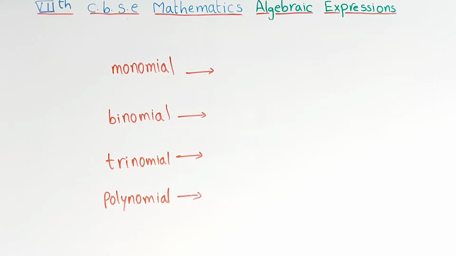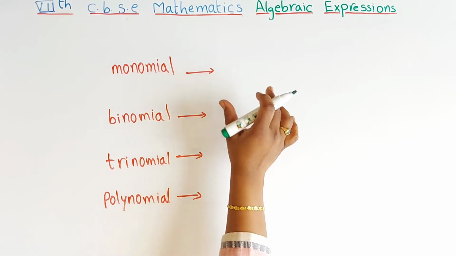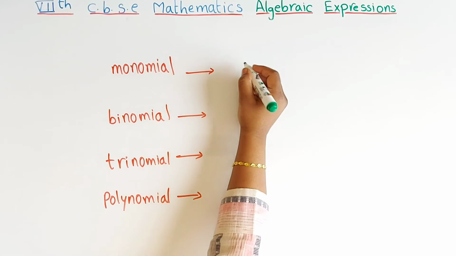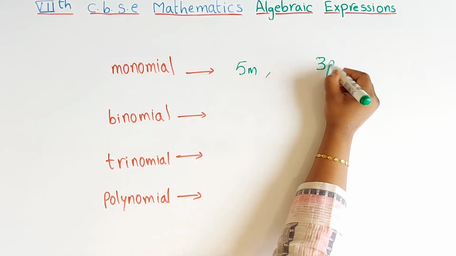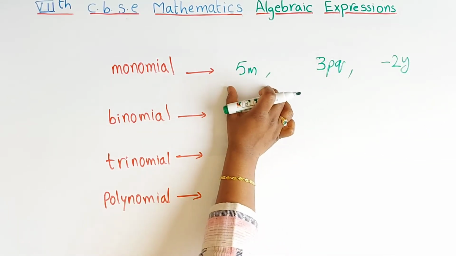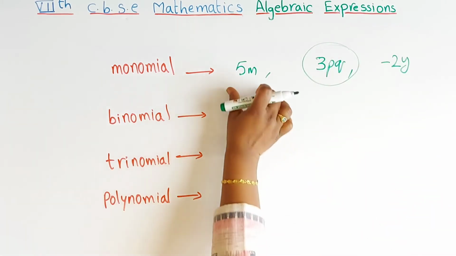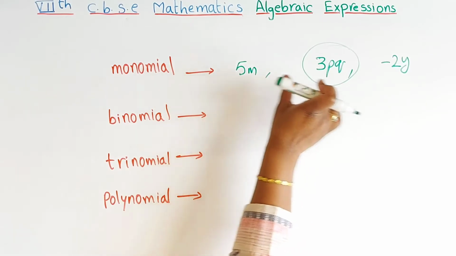We can categorize algebraic expressions by the number of terms, children. Any expression with only one term, a single term, is called a monomial. Example, 5m, 3pq, minus 2y. See, here this is one term and this is one term and this is another term. Single terms here. In this expression, it contains only one term.